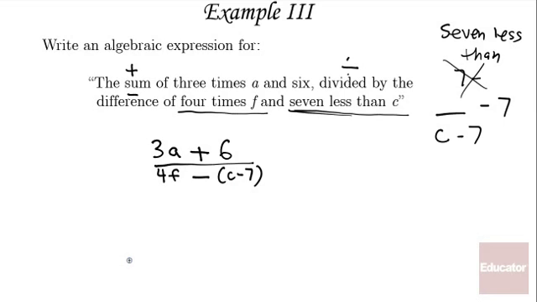When you're dealing especially with a more complex sentence like this, it's a very good idea to go back and double check your translation. Okay, so I had the sum of 3 times a and 6. That's 3a plus 6, that's sum, divided by. I'm dividing that sum by the difference of 4f, so 4f minus 7 less than c, which is c minus 7. So this is the algebraic expression for this complex sentence that we were given.